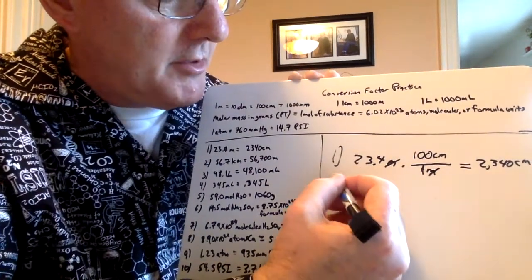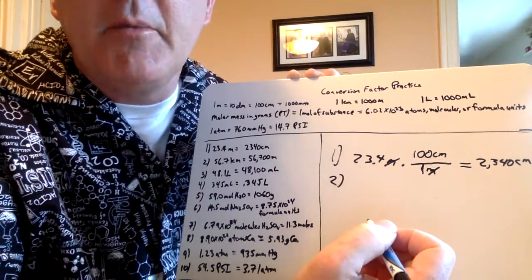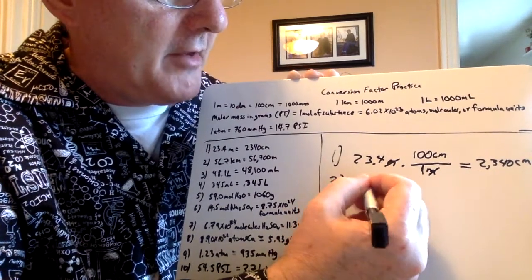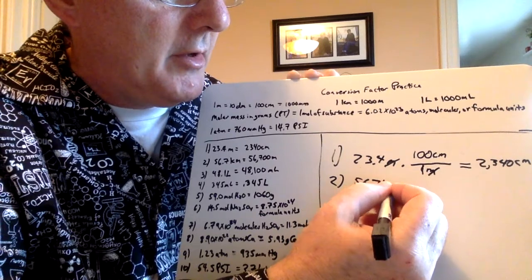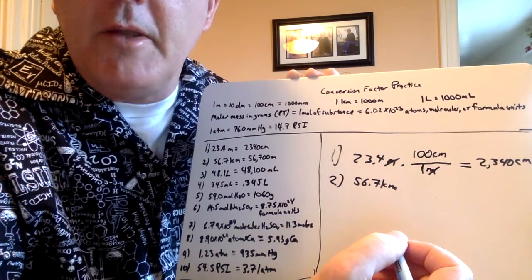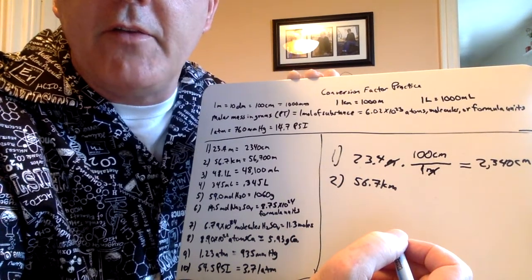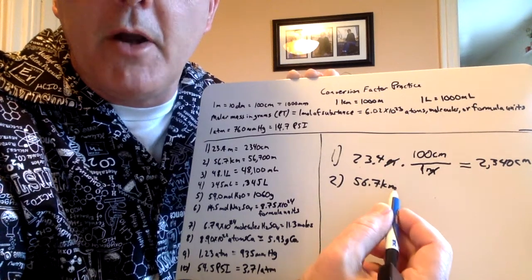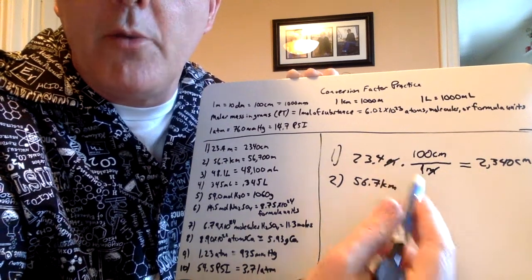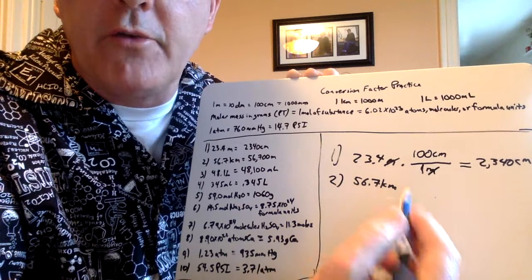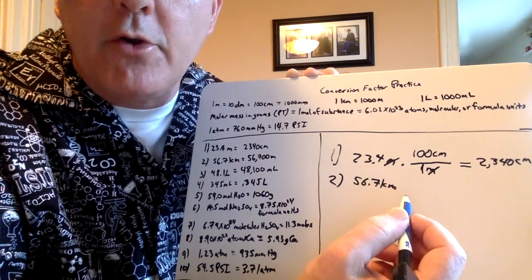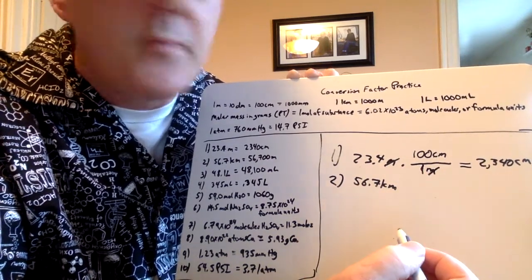So let's move on to number 2. Number 2, we're trying to convert 56.7 kilometers. Make sure you write it down, 56.7 kilometers, not just the number, but also the unit. The unit's going to help you because you're going to be able to figure out what goes on top and bottom. If you have your unit showing, it's going to help you.